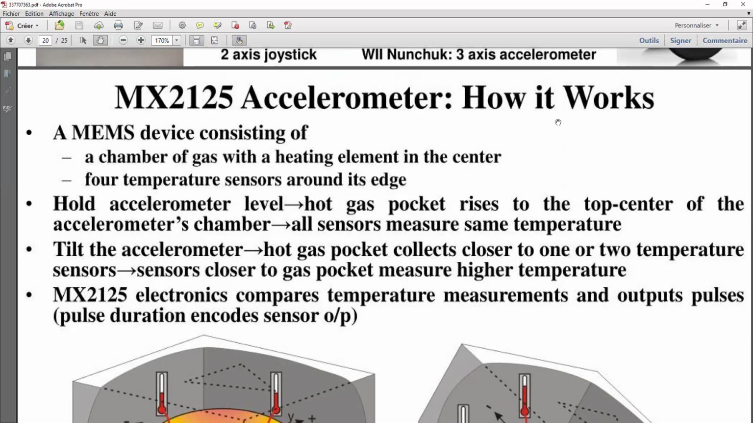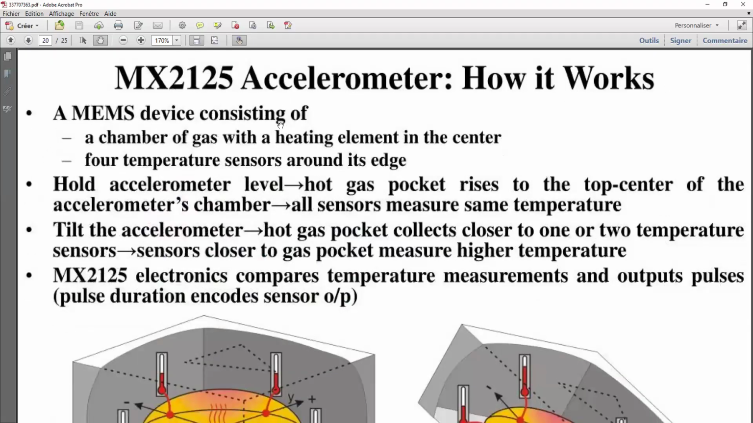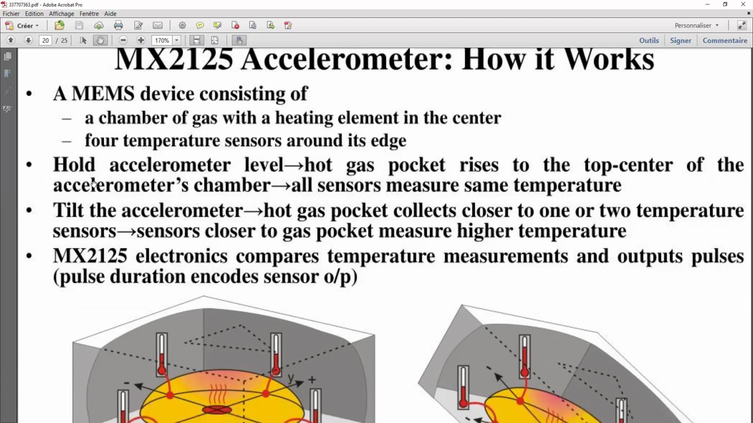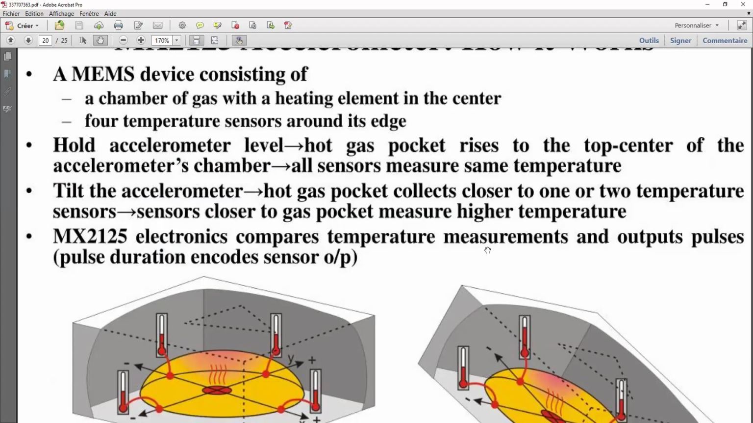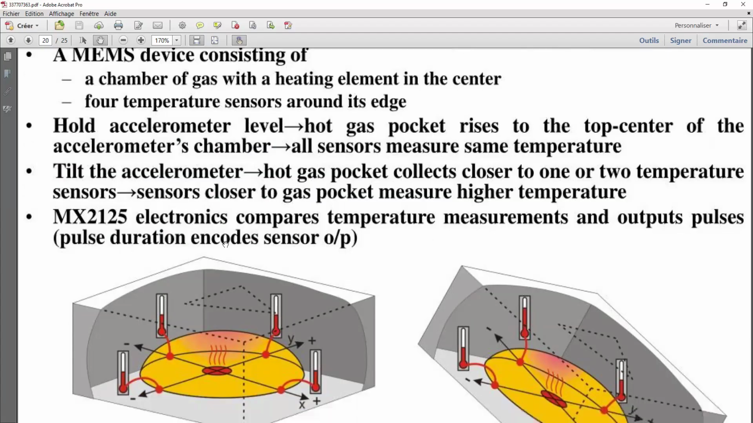The MX2125 accelerometer, how it works. A MEMS device consisting of a chamber of gas with a heating element in the center and temperature sensors around its edge. When we hold the accelerometer level, the hot gas pocket rises to the top center of the accelerometer chamber, and all sensors measure the same temperature. When we tilt the accelerometer, the hot gas pocket collects closer to one or two temperature sensors. Sensors close to the gas pocket measure a higher temperature. The MX2125 electronics compare the temperature measurements and output pulses, with pulse duration encoding the sensor reading.